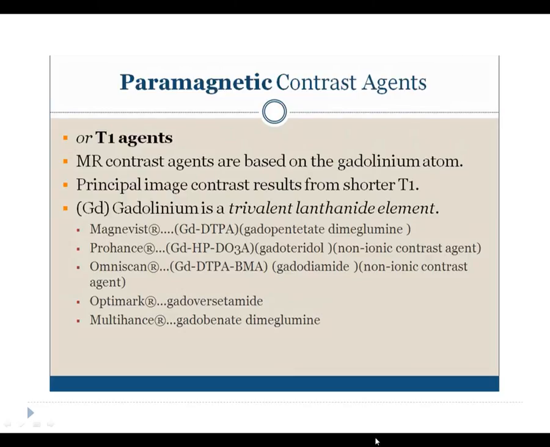Imaging techniques that emphasize T1 relaxation should be used to maximize the effect of the contrast agent. Common pulse sequences used are short repetition time spin echo or fast spin echo sequences, and inversion recovery sequences. Some paramagnetic contrast agents used in MRI are Magnavist, ProHance, Omniscan, OptiMARK, or MultiHance.